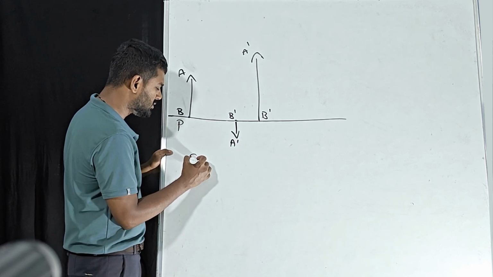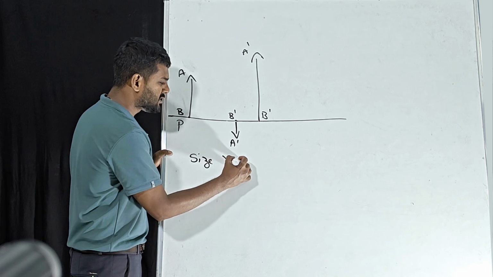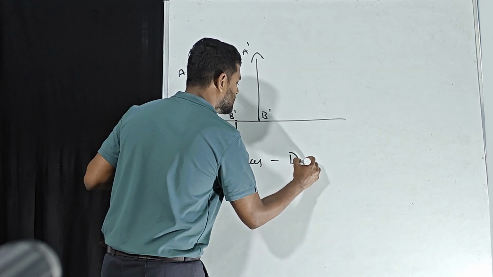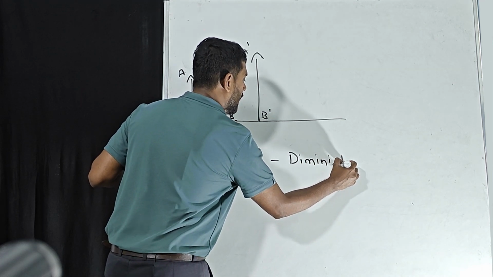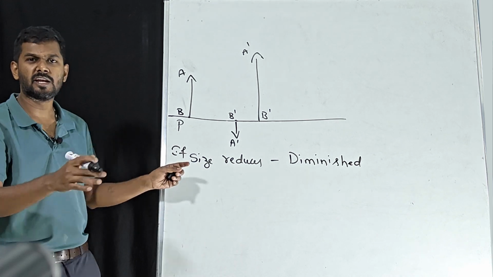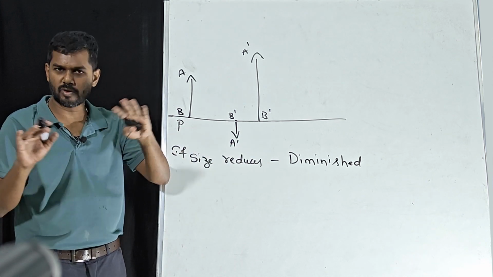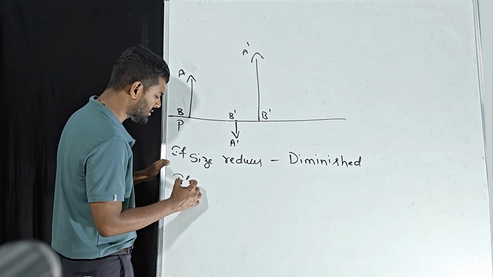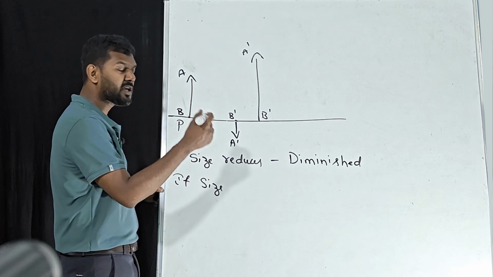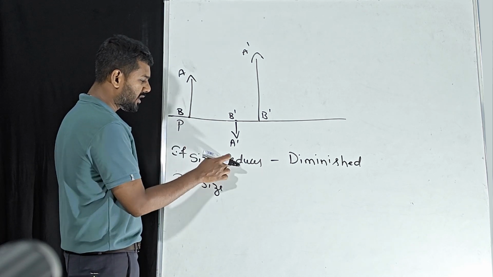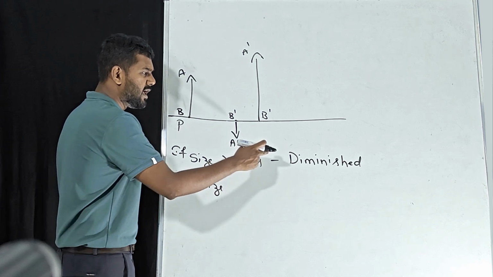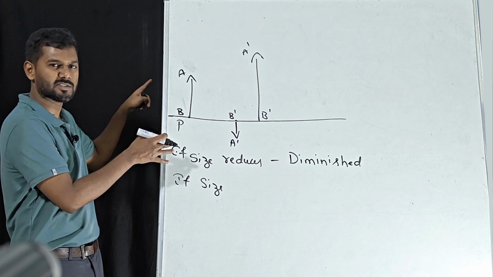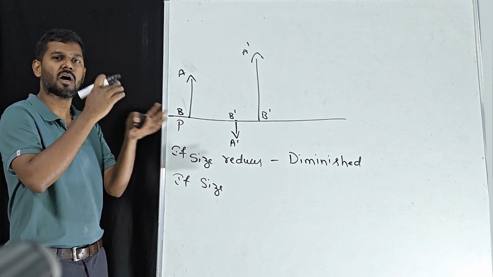If the size reduces, it is considered as diminished. Highly diminished and diminished, don't worry about this. I am going to teach you during the ray diagram. Then, whatever we are talking about here, if the size of the image reduces, then we call it diminished. Size of the object cannot be reduced or increased, it is fixed. Size of the image can be reduced or increased.